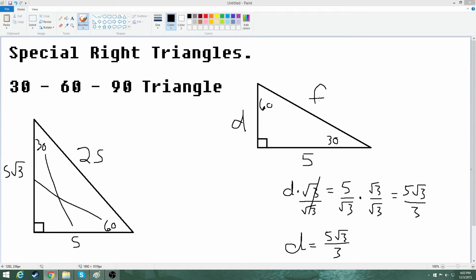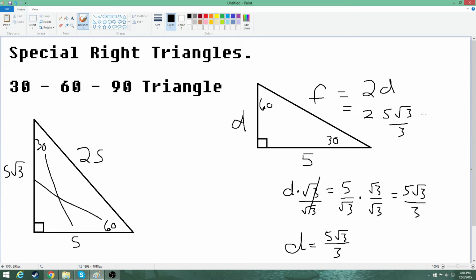So for f, remember we want to find f, which is the hypotenuse, and f is equal to 2 times whatever the length is over here. So that's 2 times d. So that's equal to 2 times 5 root 3 over 3, which gives us an answer of 10 times the square root of 3 over 3. And that is our f value.